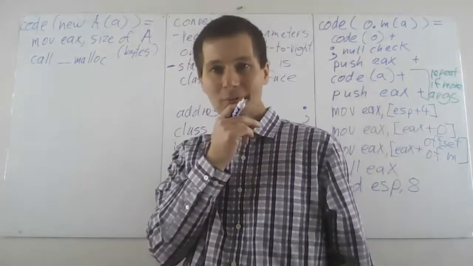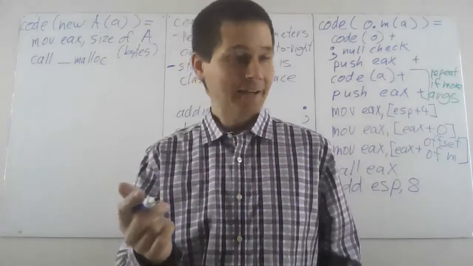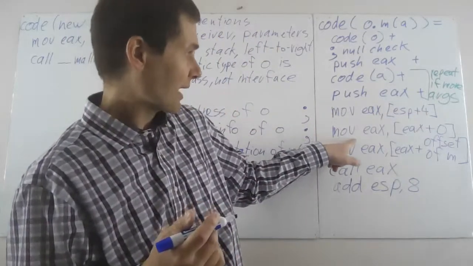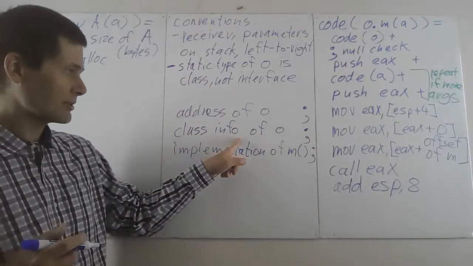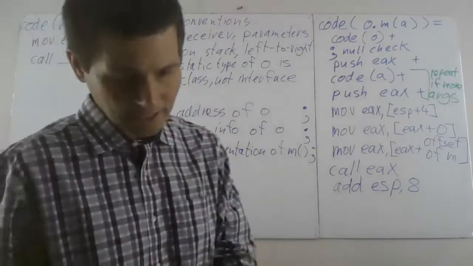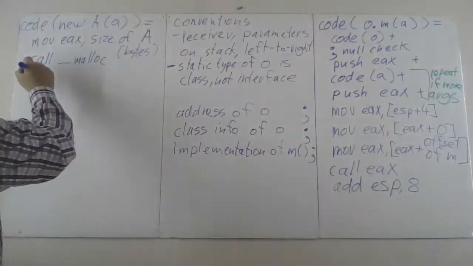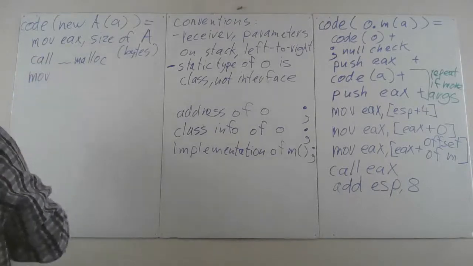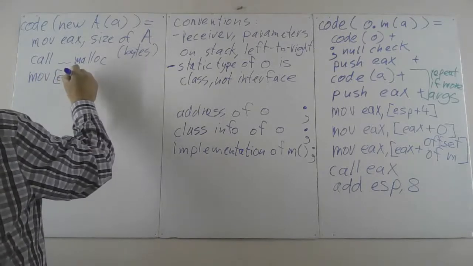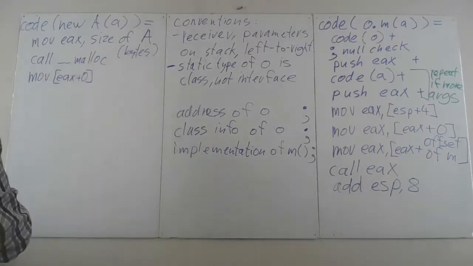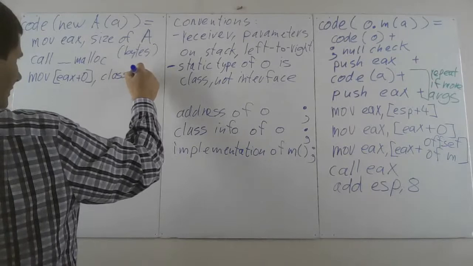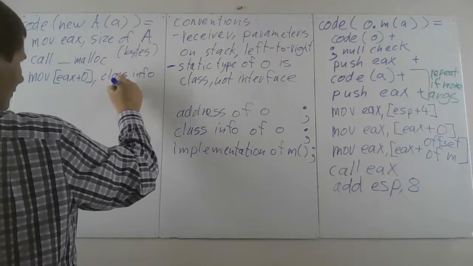So what does that mean? Well, I need to initialize the first word of that object to be the class information, the address of the class information, in this case of class A. So I'm going to dereference EAX. I could write EAX plus 0, the first word of the object, with the class info for class A.